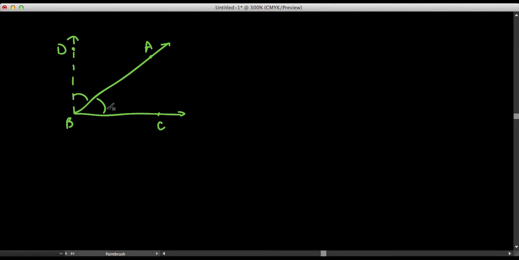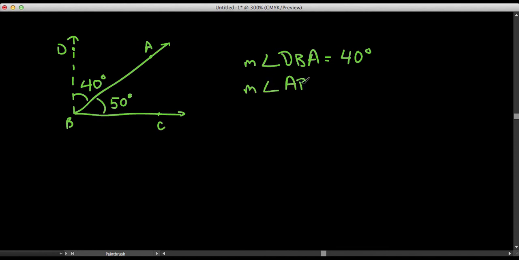And continuing from this, let's say that we're given that this angle DBA is 40 degrees, and let's say that we're given that this angle ABC is 50 degrees. Well, if we have the measure of angle DBA is 40 degrees, and the measure of angle ABC is 50 degrees, then we can say that these two angles are complementary.